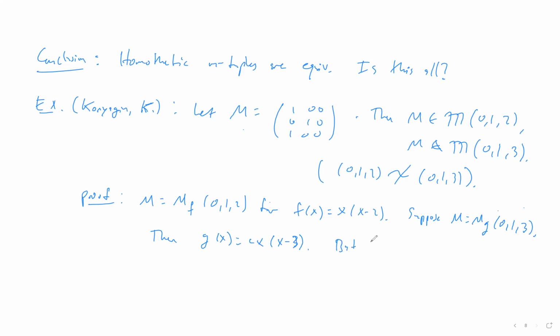But then g prime has its only root at 3/2, just by taking a derivative. But we know by looking at the second row of M that g prime is supposed to have a root at 1. And so this shows that M cannot be mg of 0, 1, 3 for any choice of g. Because the first column really forces g to have this special form where we've accounted for all of the roots, but then we can just read off what all the derivatives are supposed to be.